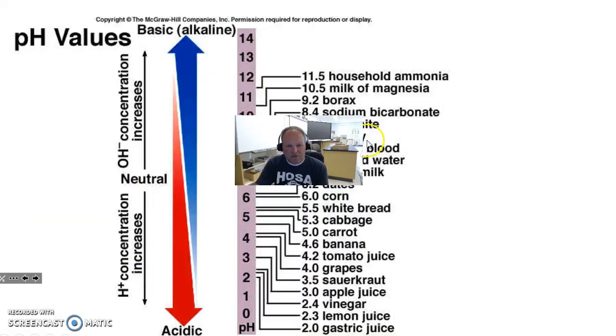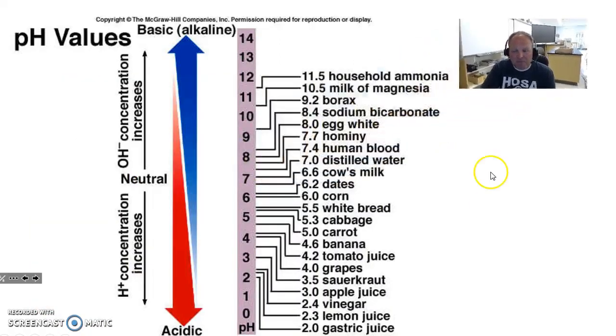So let's go to the next picture. This is probably the best picture if you really want to understand acids and bases. At a pH of 0 and 1, you are a strong acid. The red represents hydrogen ion. So at a pH of 1, 2, we're talking gastric juices, which is stomach juices, lemon juice, vinegar, apple juice. There are so many red, okay? That's all hydrogen ion concentrations.